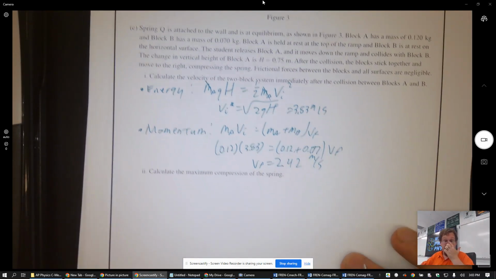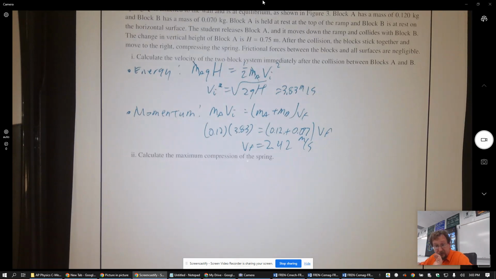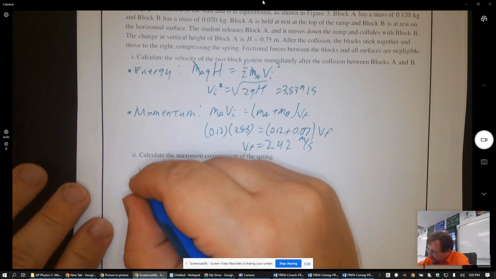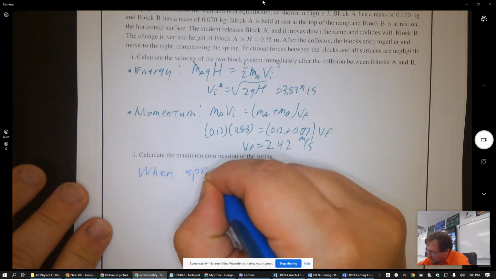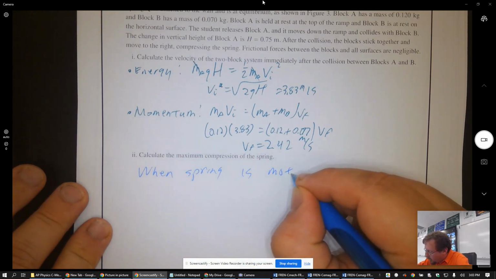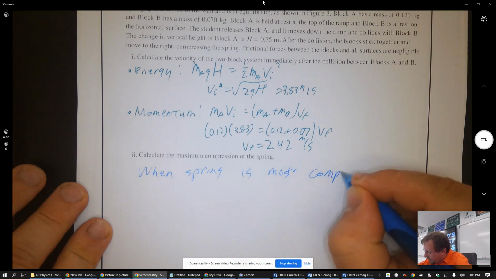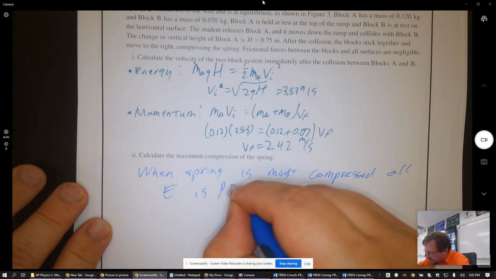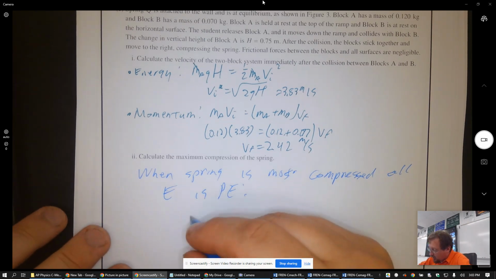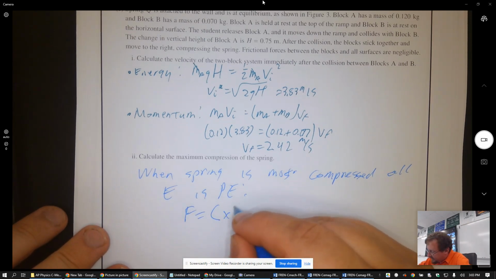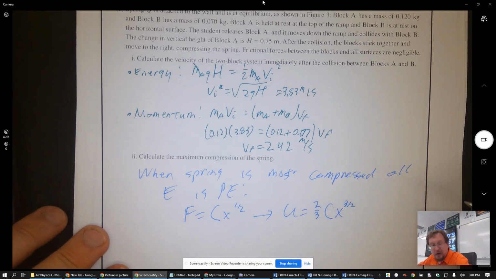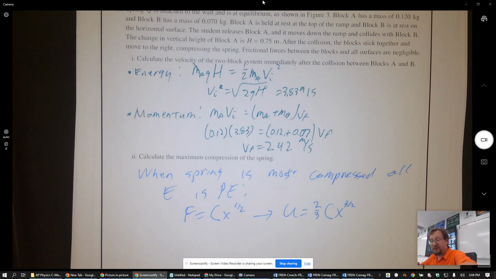So I know I'm going to use energy here, because when the spring is the most compressed, all the energy is potential energy. And I already showed that if F equals c x to the 1/2, then U equals 2/3 c x to the 3/2 power. What was the c?